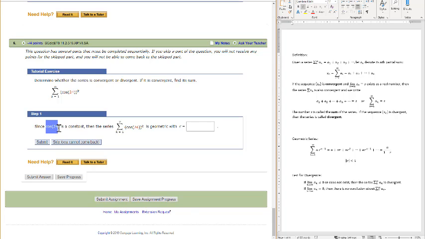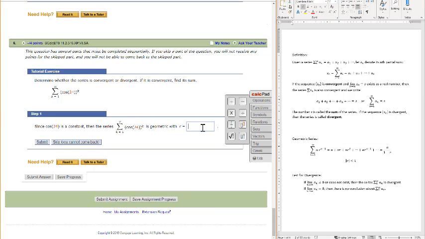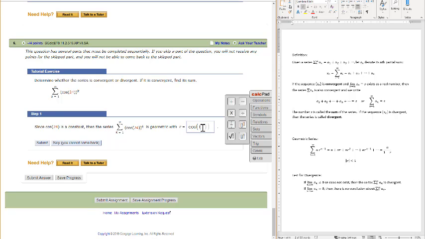Cosine 24 is a constant. We notice that there's no k in there. K is the index that controls this expression, and since there is no index in there, it's going to be constant. So this is a constant raised to the k power, and you have a constant raised to some n power or k power or whatever. That's the geometric series. So in your geometric series, your r is going to be the cosine of 24.